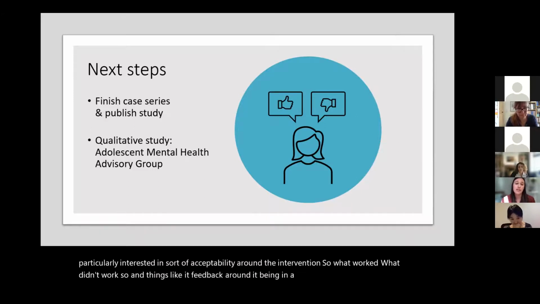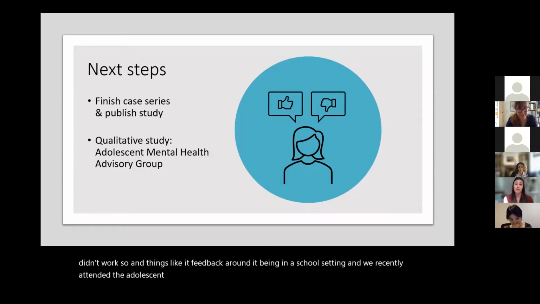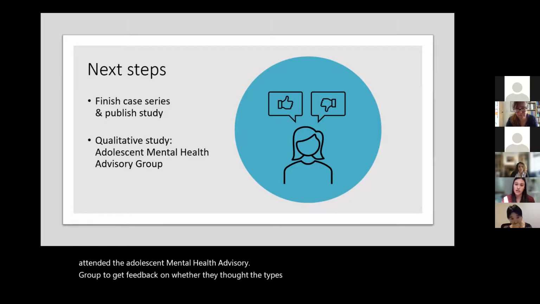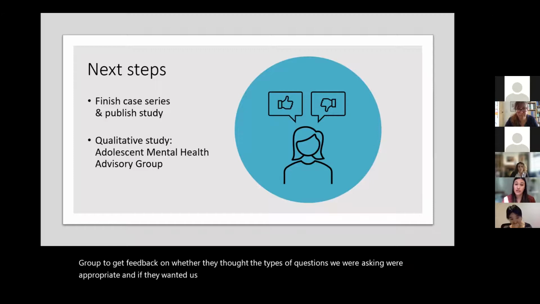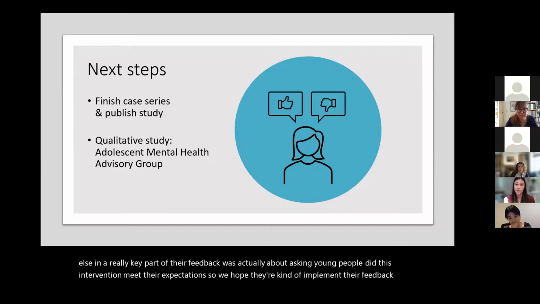And we recently attended the adolescent mental health advisory group to get feedback on whether they thought the types of questions we were asking were appropriate, and whether we could be asking anything else. A really key part of their feedback was about asking young people whether this intervention met their expectations. So we hope to implement their feedback for our topic guide moving forward.